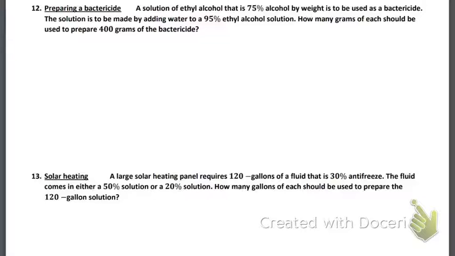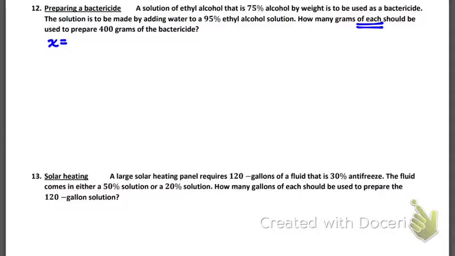All right, so number 12. A solution of ethyl alcohol that is 75% alcohol by weight is to be used as a bactericide. The solution is to be made by adding water to a 95% ethyl alcohol solution. How many grams of each should be used to prepare 400 grams of the bactericide? The two things that are going to be mixed together are the 95% ethyl alcohol solution and the water. Those are our two unknowns, so those are going to be my two variables.